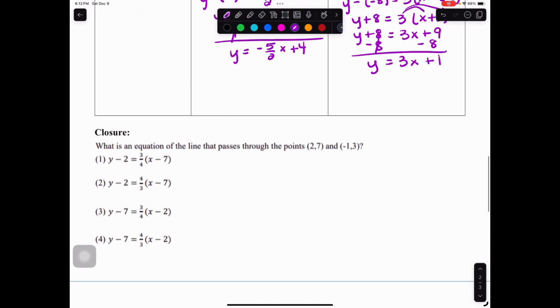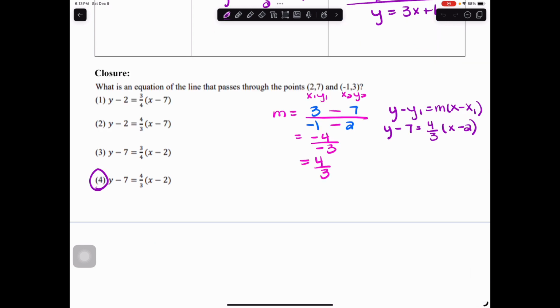So in closure here, let's see if you can do this on your own. So I want to know what is an equation of the line that passes through the points 2, 7 and -1, 3. So take a minute to try this problem on your own, pause the video, and when you're done, resume the video to go over the answer.